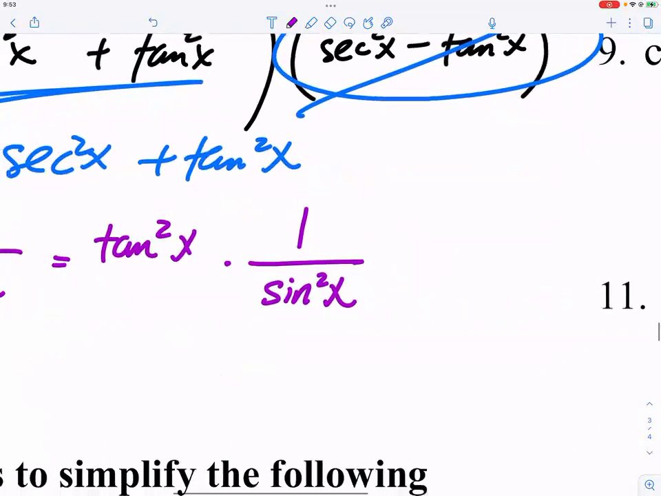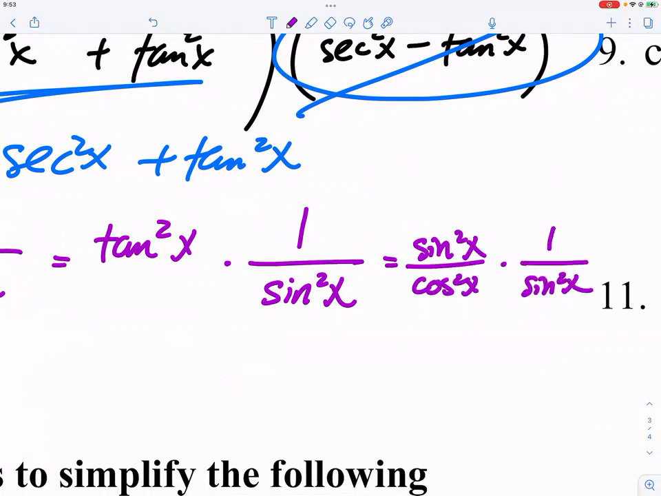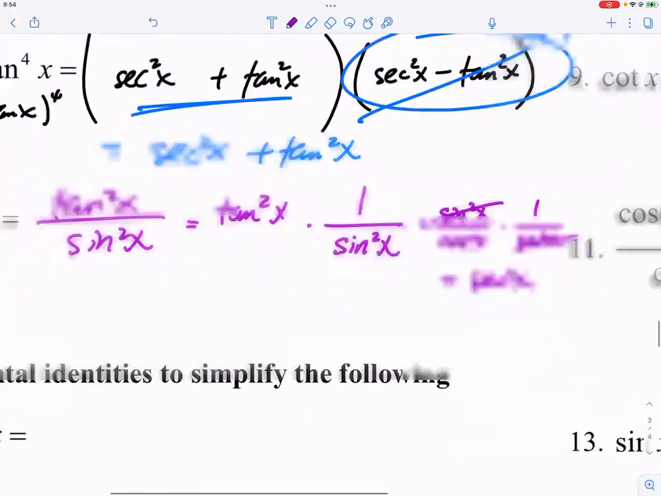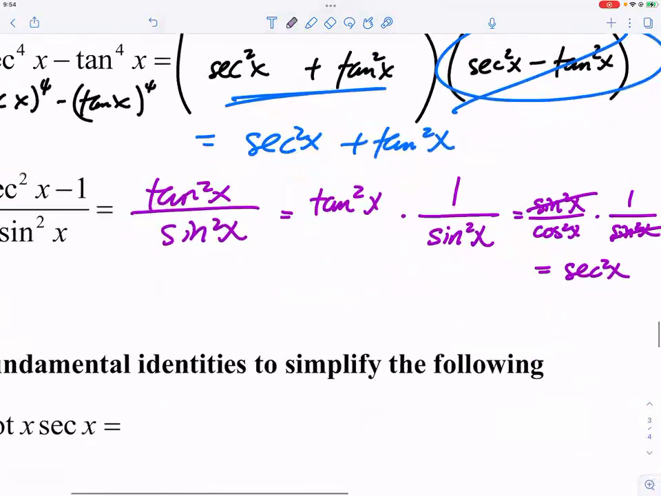And the reason I write it this way is because the tangent square x can now become sine square x over cosine square x, and I can see how the sine square x can be canceled out. So if I write it this way, I prevent myself going into a situation of a complex fraction because I don't want this to be a complex fraction. So cross them out. You have 1 over cosine square x, which turns out to be secant square x. Done. So that's one way to deal with this. All right. So if you like it, you can take it.